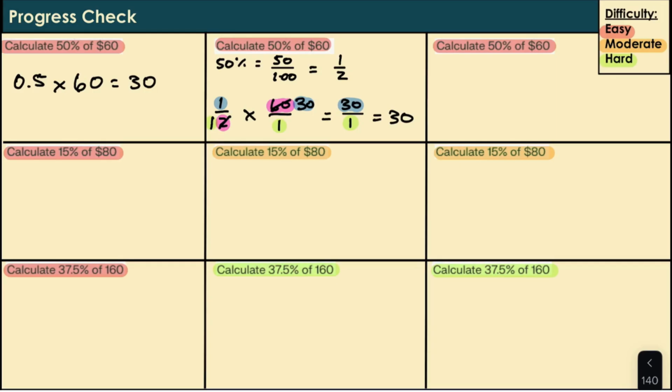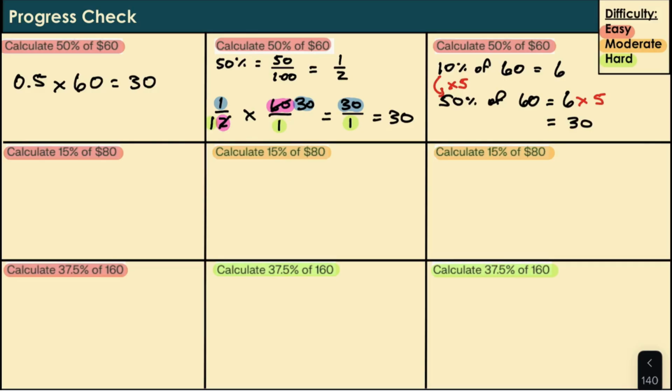Next, the 10% method. 10% of 60 is 6. 50% of 60 is, so 10% we scaled up by multiplying by 5, so we have to multiply the 6 by 5 and we get 30.